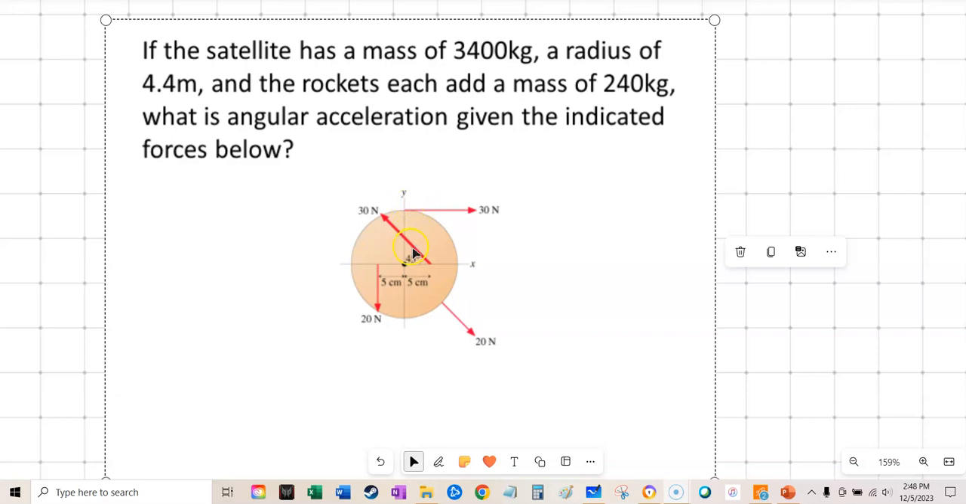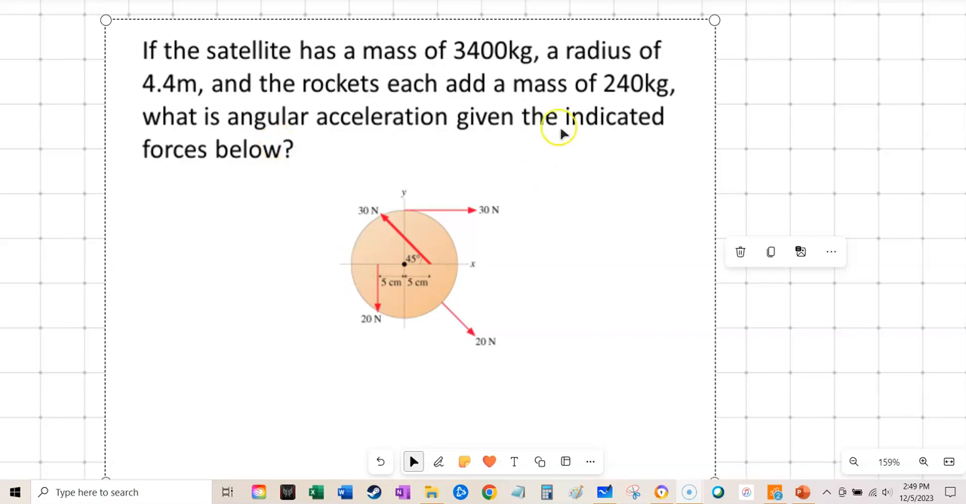You have another rocket which looks like it's 10 centimeters away from this central disk, and is pointing to the right. You have another rocket pointed straight out, which is 20 newtons, and it also looks like it's attached at 10 centimeters out. And here we have another rocket pointed straight down, which is 20 newtons, and it's 5 centimeters away from the center of the disk.